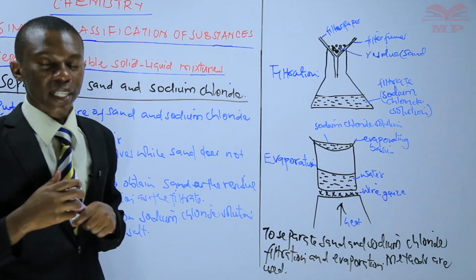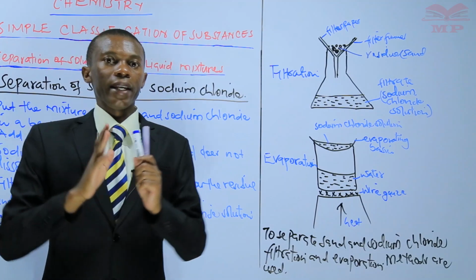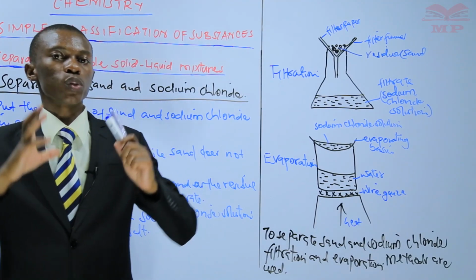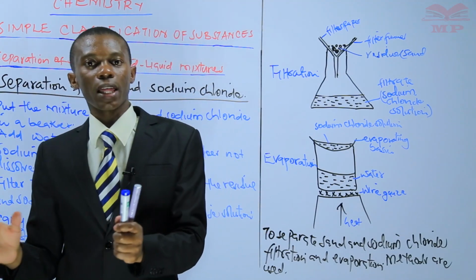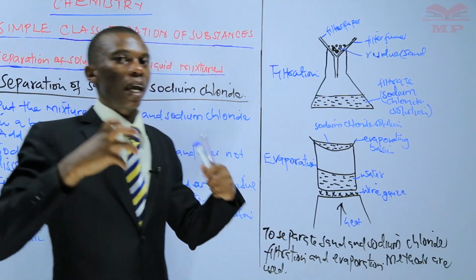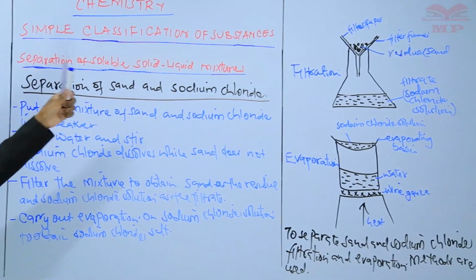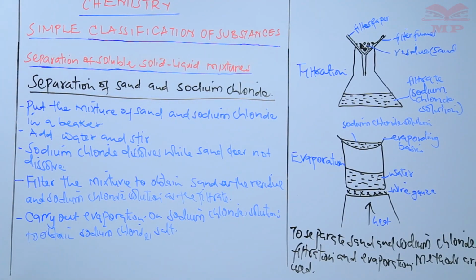Filtration is used to separate sand and sodium chloride solution. And evaporation is used to separate sodium chloride and water. Then you will now have obtained each separately, and you will have achieved the objective of separating sand and sodium chloride. It is that easy.